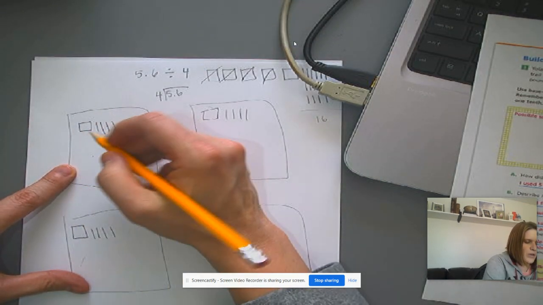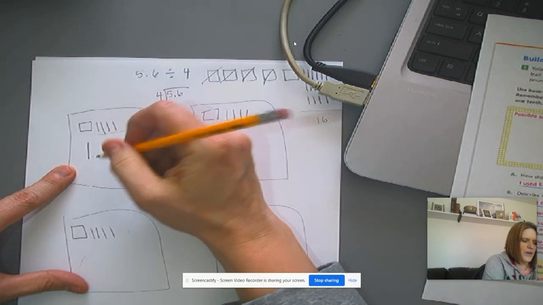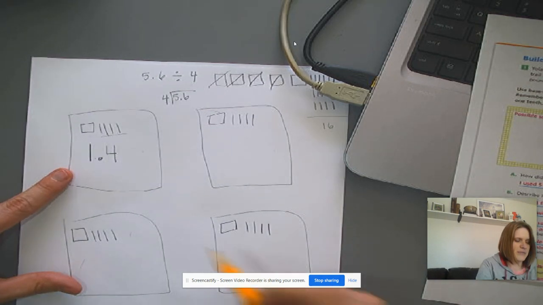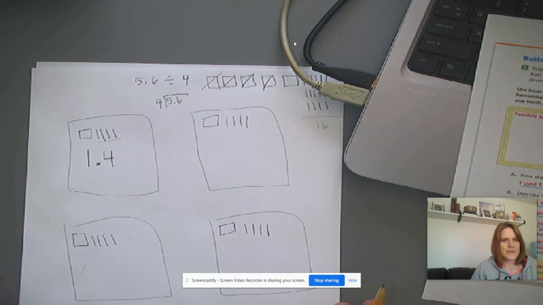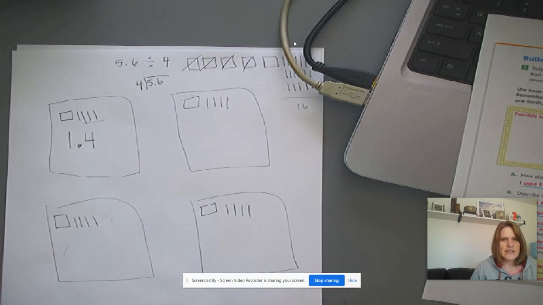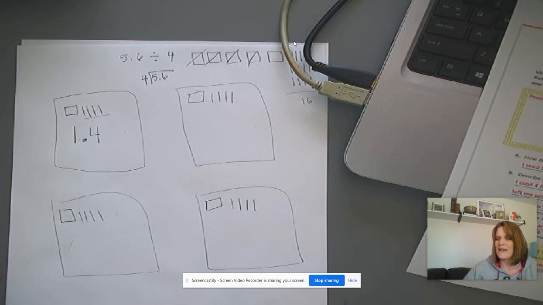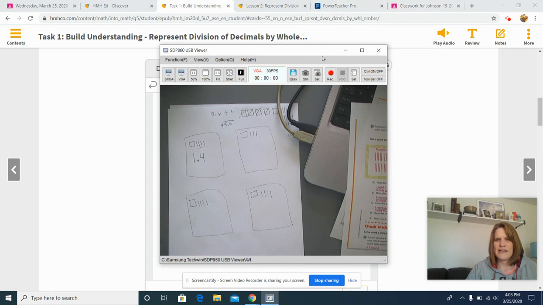Remember, this is a whole. 1 and what do we have? 4 tenths. So 5 6/10 divided by 4 is 1 and 4 tenths. Does that make sense? I wish I could see your thumbs up. Thumbs up if it makes sense. All right. Let's go back here.